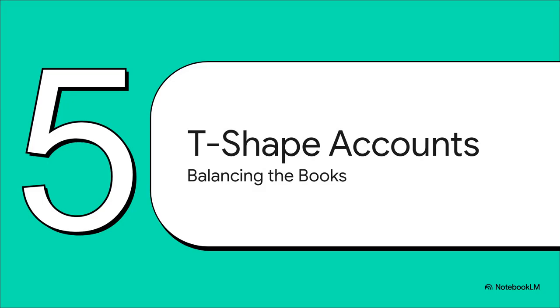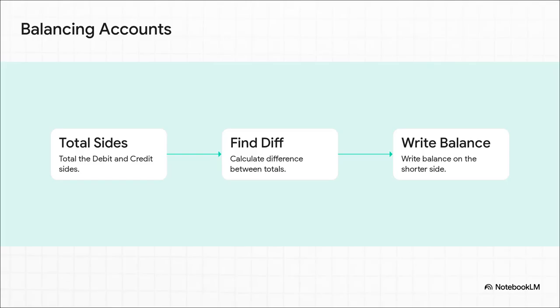Almost done. Section 5. Creating T-shaped accounts. Let's look at the final, highly practical step of everyday accounting, actually balancing the ledger. It's a really precise 3-step mechanical process. First, you calculate the total for both the left debit side and the right credit side. Let's say over the year you accumulated exactly $65,000 in furniture on the debit side.